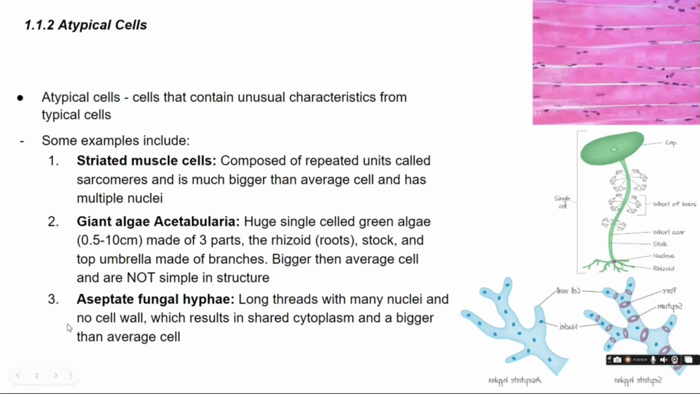The third example we have is the aseptate fungal hypha, and it is composed of long threads with many nuclei and no cell wall, which results in a shared cytoplasm and a bigger than average cell, as we can see here. And these are all the characteristics that make it atypical.